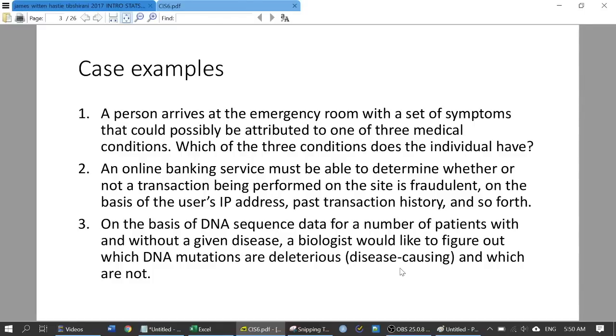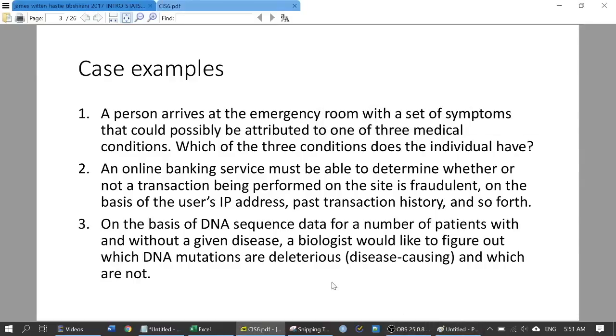Let's look at the second example. An online banking service must be able to determine whether or not a transaction being performed on the site is fraudulent, on the basis of the user's IP address, past transaction history, and so forth. This calls for a classification technique because we try to classify whether this customer is fraudulent or not, based on these predictors. Here, we have a binary response variable.